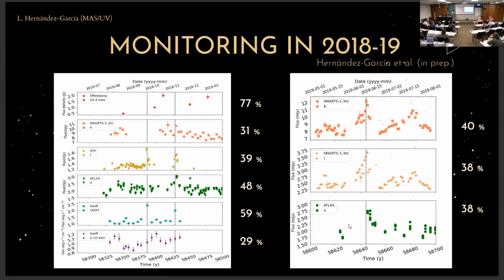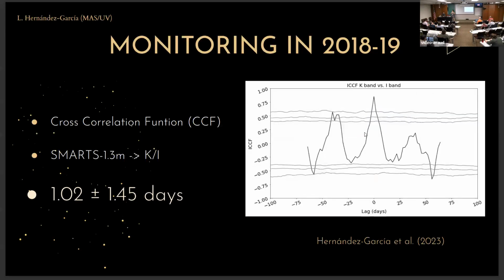And then with this data, the SMARTS data that was simultaneous in infrared and optical was the only one that allowed us to do a CCF. So we obtained a time delay of about 1 plus minus 1.5 days. So more or less quasi-simultaneous observations.